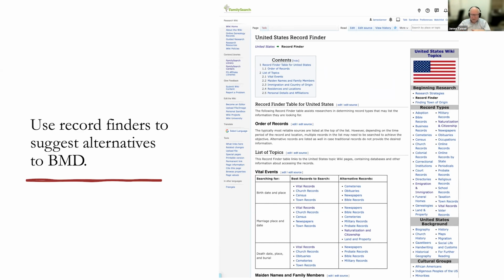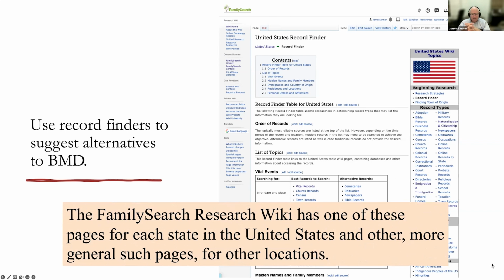And it goes on. This is not the end of these record finders, but there are record finders like this available on the Research Wiki and in other places that help you understand when and how these records should be used. The Research Wiki has one of these pages for each state and more general such pages for other locations. So there's usually some way of telling you that if you can't find it here, you need to go here, and if you can't find it here, you need to go here.